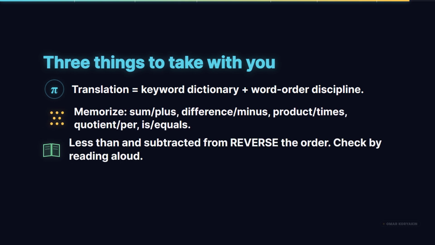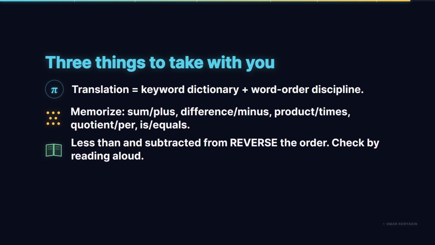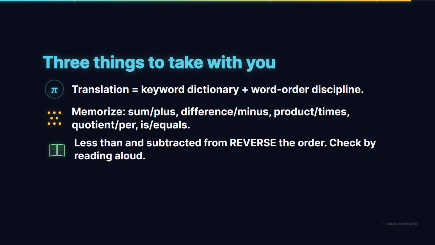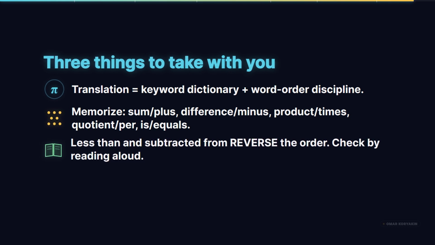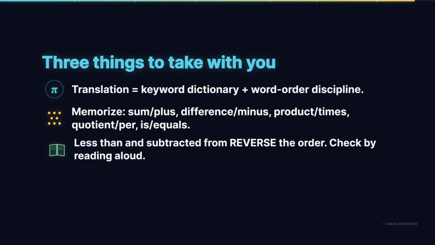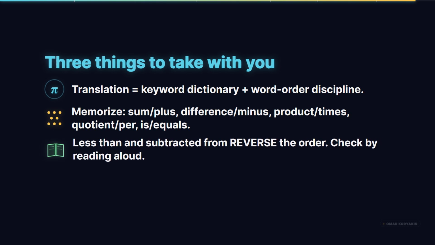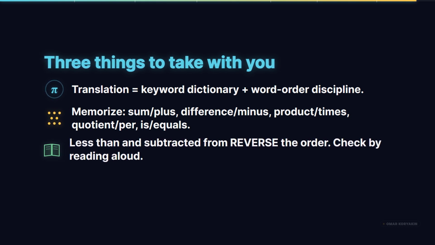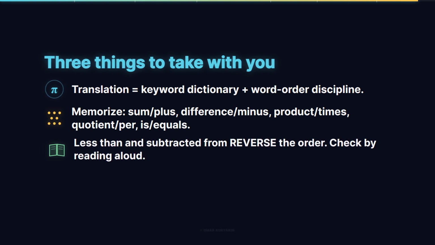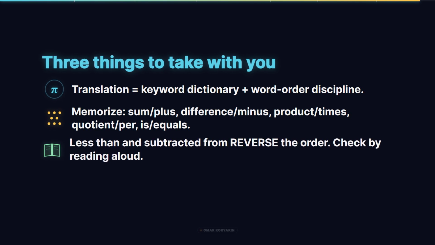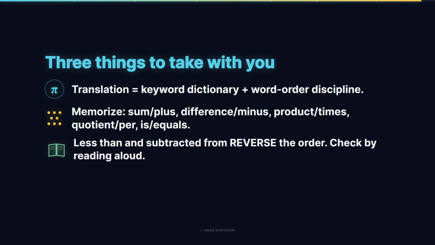Third, the phrases "less than" and "subtracted from" reverse the natural left to right order on the page. "5 less than a number" is the variable minus 5, not 5 minus the variable. Whenever a translation involves these phrases, double check by reading the algebraic expression back into English. If it says the same thing as the original sentence, the translation is correct. If it says something different, the order is flipped and you fix it immediately on the spot.